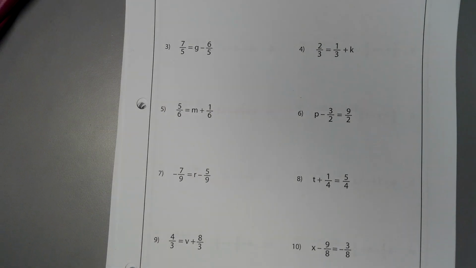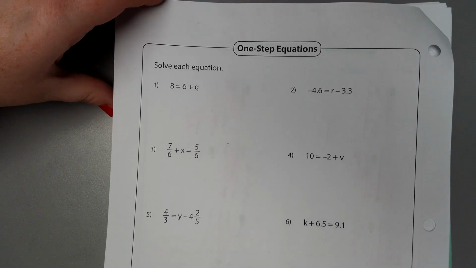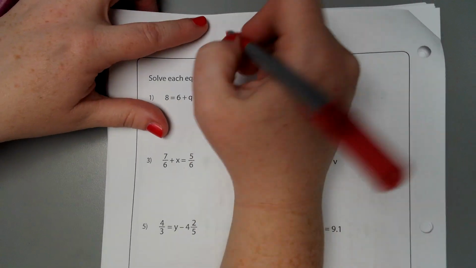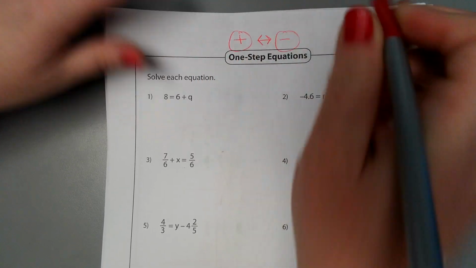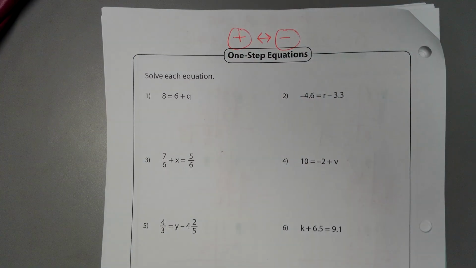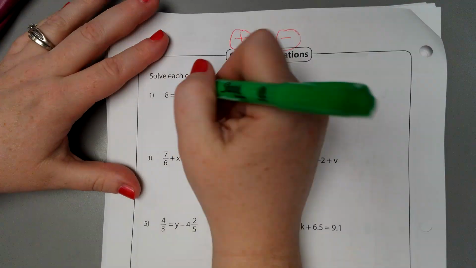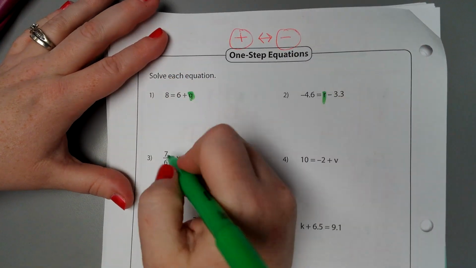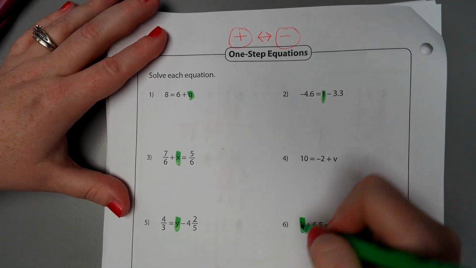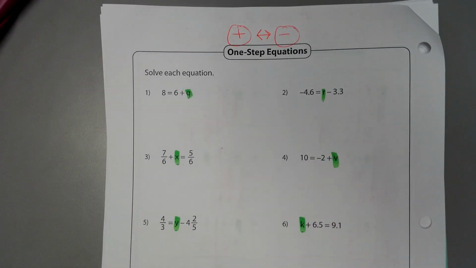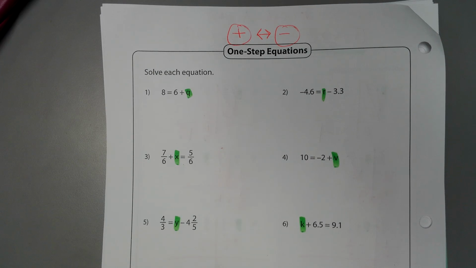Again, this one is adding and subtracting only. I must have printed funny. So this one is a plus or minus page, and you're doing the same thing. You want to get this variable by itself. On this page, we have Q, R, X, Y, W, N, S, Z, K, V. Variables are always changing. This one has negative numbers, so we're going to have to work through it.